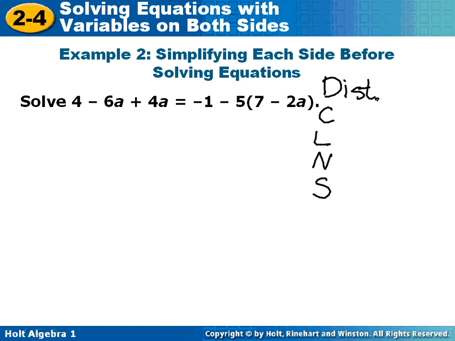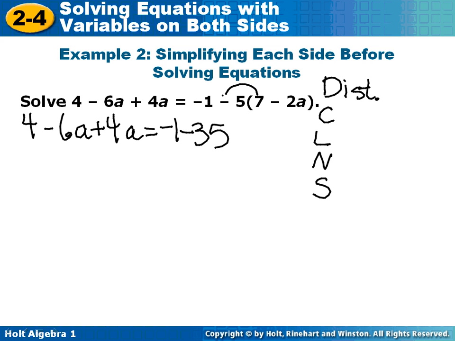When you distribute, we're going to drop everything that you're not distributing for, and then go ahead and drop the -1, and distribute the -5 to the 7, which is -35. Distribute the negative to the -2a, which is +2a.